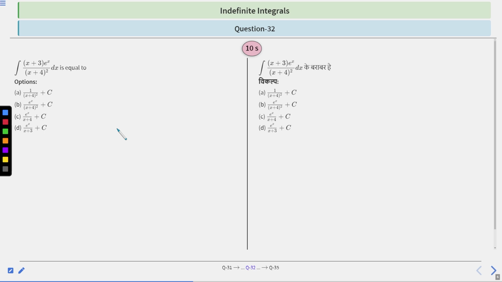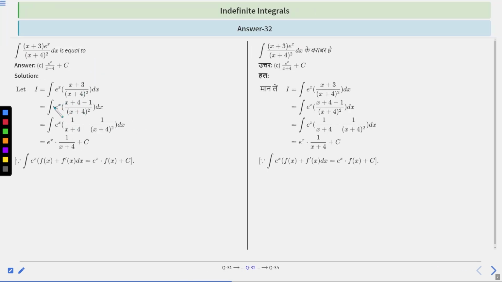Okay, so you try to think. You have 10 seconds to solve or think about this question. After 10 seconds, we will discuss the solution. Okay, let's move to the solution part.